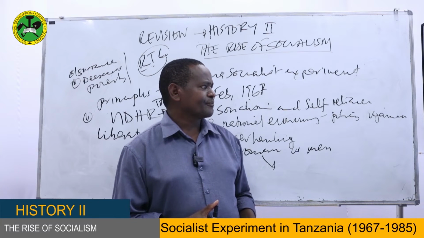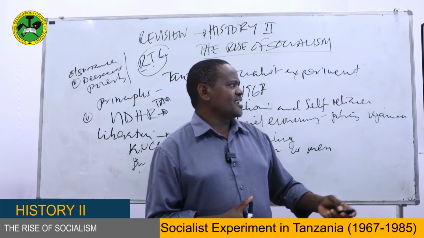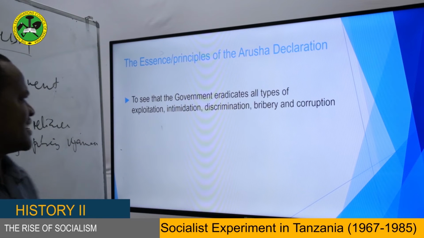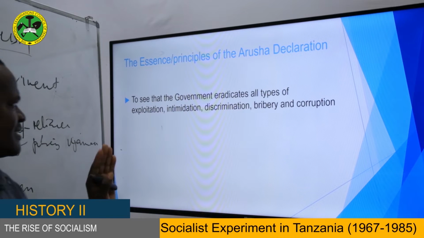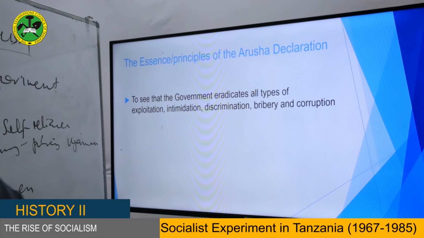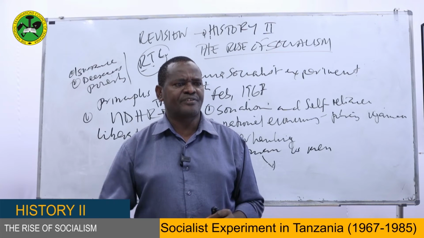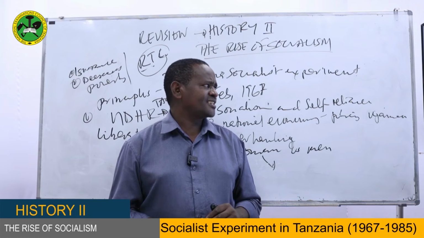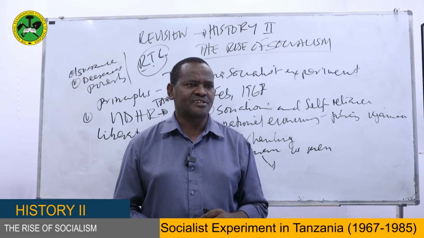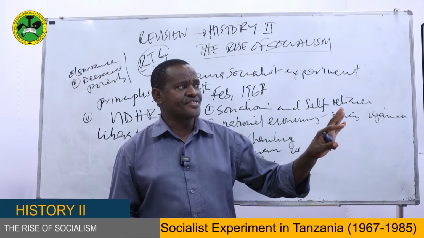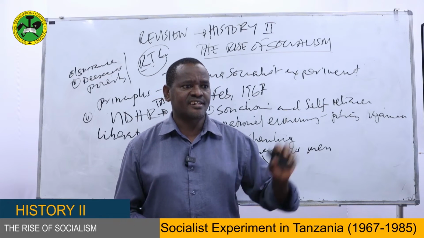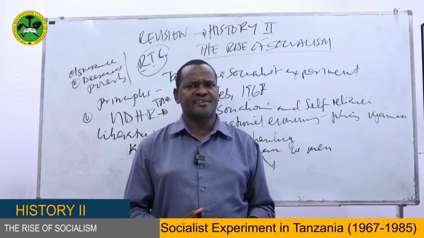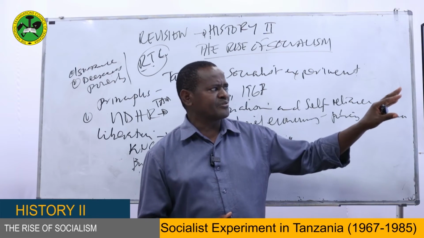My dear students, another thing here is to see that the government eradicates all types of exploitation, intimidation, discrimination, bribery, and corruption. Among the things which were affecting African countries were bribery, corruption, discrimination, and most important, exploitation. Most of these things I've mentioned were inherited during colonial time. And even at the early time of independence of African countries, we did not manage to remove these things.